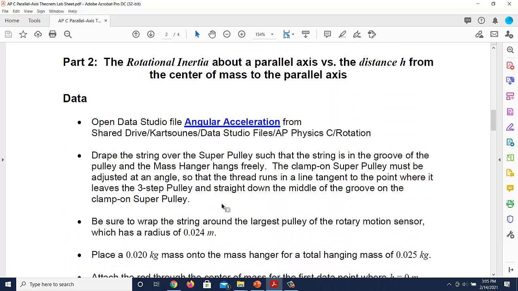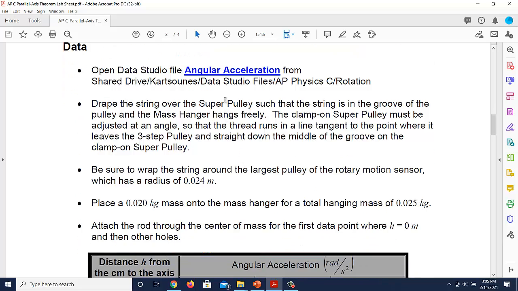So the second part of the lab is really the heavy experimental part. This is rotational inertia about the parallel axis versus the distance h from the center of mass to the parallel axis. Notice you're going to keep the mass constant here, right? You're going to use just the one slab. So these are the same kind of steps that you've used in the last few labs. Notice the radius of the pulley that we're putting into the equation is the same 2.4 centimeters, 0.024 meters.